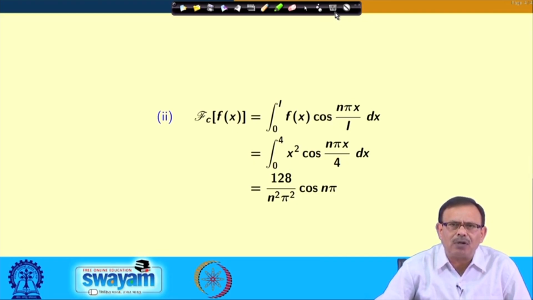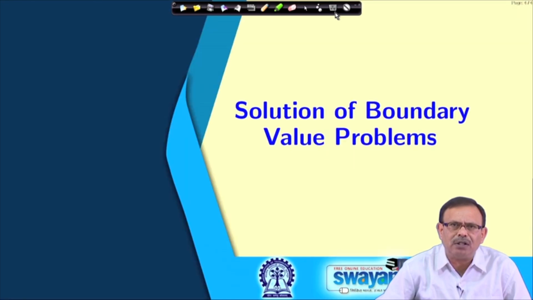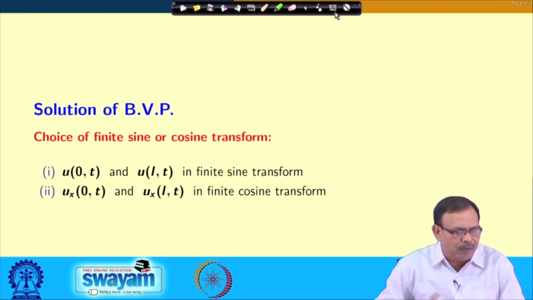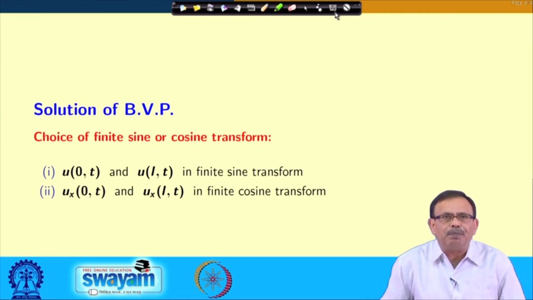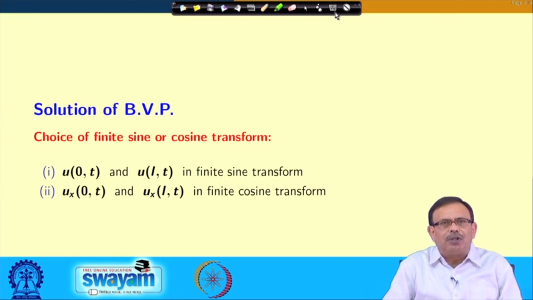Now, we will not go for more examples, we are going directly to the solution of boundary value problems using finite Fourier transform. The first thing to note is that for the solution of a boundary value problem using finite Fourier sine or cosine transform, which one I have to choose depends on certain criteria.